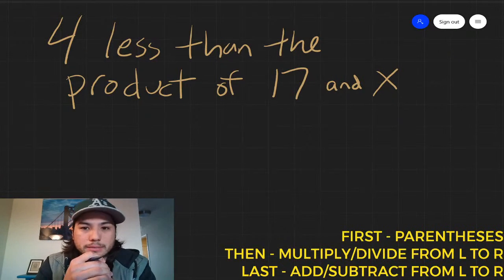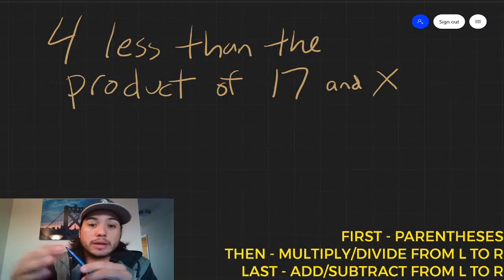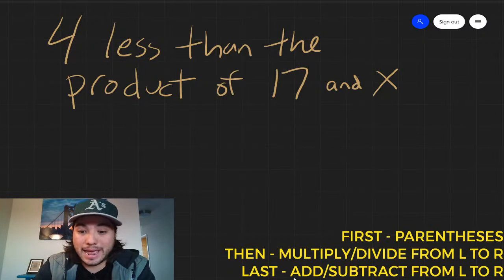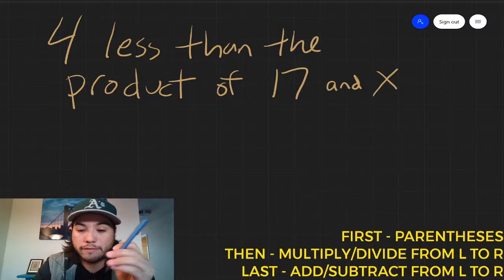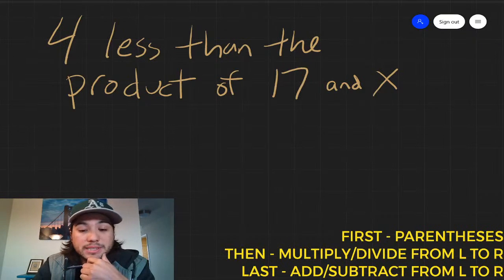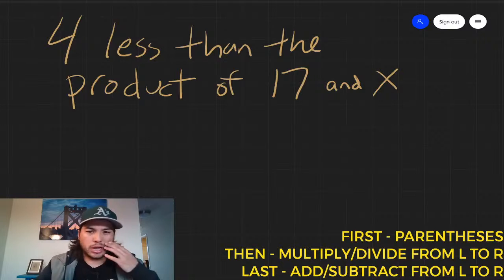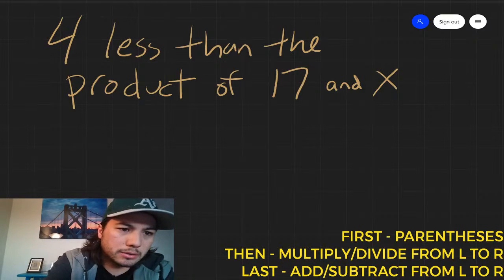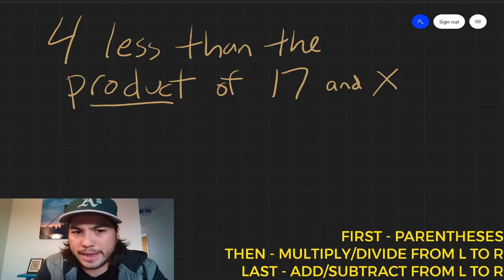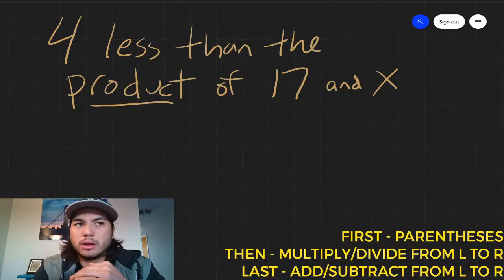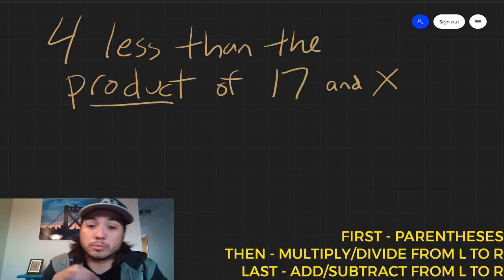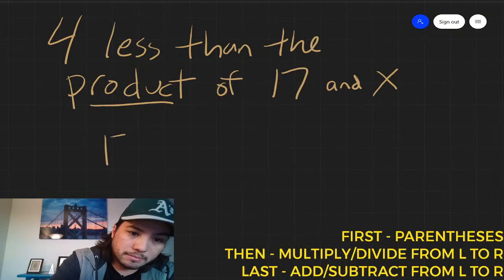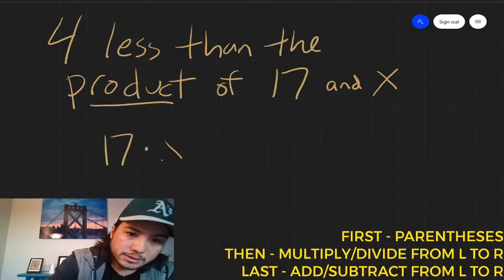So our computational sentence says, 4 less than the product of 17 and x. 4 less than the product of 17 and x. So I'll do this one to start, and then we'll try one on our own. If we think about the product of 17 and x, what operation are we going to use if we need to find a product? We're going to use multiplication. So we're going to write 17 times x.